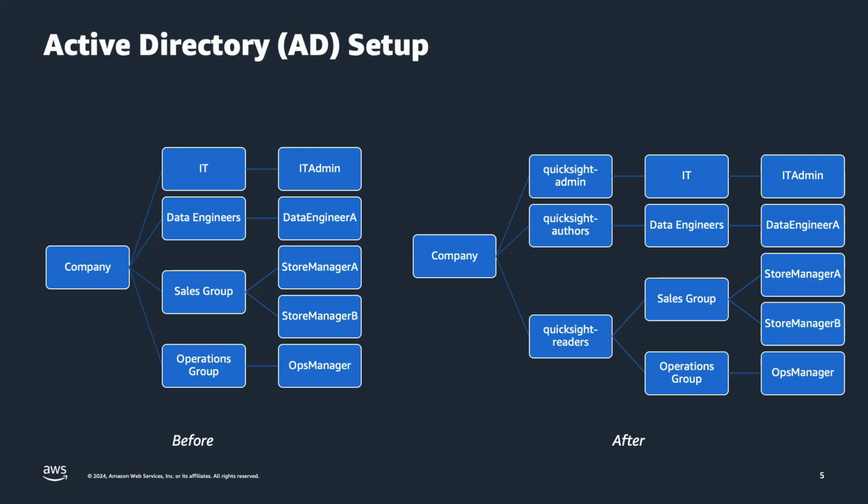When you connect an Active Directory to QuickSight, you can create three groups in your AD. So in this demo, I've named them QuickSight Readers, QuickSight Authors, and QuickSight Admin, and added the respective groups into the relevant category of QuickSight users. So for example, IT will be under the QuickSight Admin, data engineers will be under the QuickSight Authors, and the sales and operations groups will be under the QuickSight Readers group.